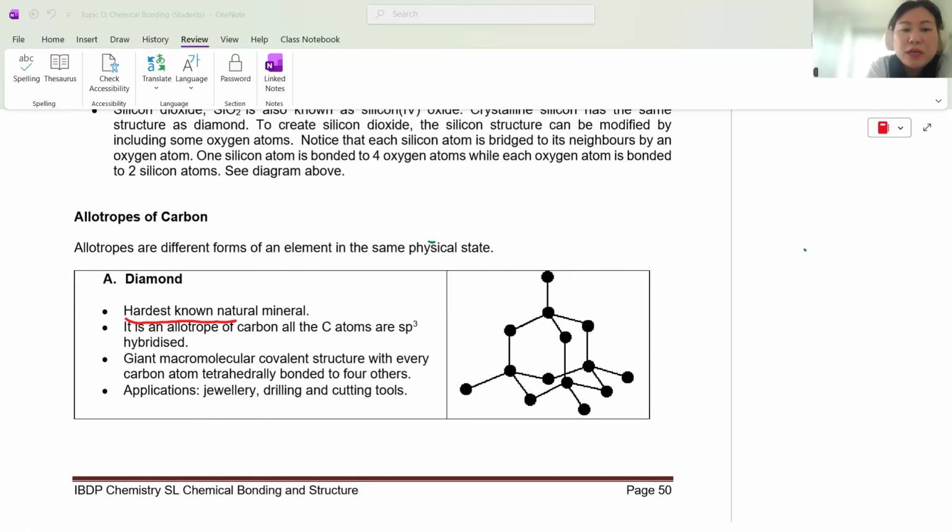All right, and the giant structure. And what is joining all these carbon atoms together? This is actually very strong covalent bonds. And so we are seeing very strong covalent bonds here.